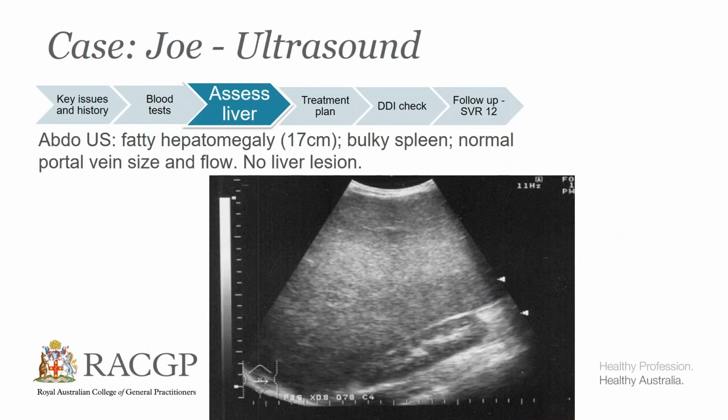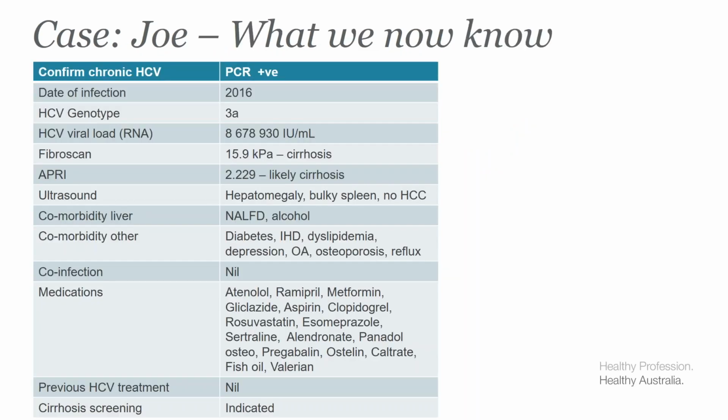So we did that ultrasound, and we've got a large liver, so 17 centimetres span, a bulky spleen, so no clear-cut cirrhosis, but there are suggestions there that he might have cirrhosis. But the portal vein was normal, so not dilated, and pleasingly, there's no liver lesion there, so we've excluded hepatocellular carcinoma.